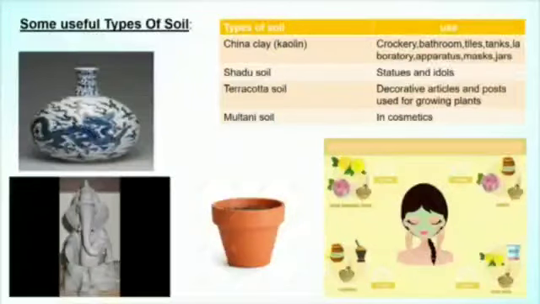Now let's know some useful types of soil. There are four types of soil: china clay, sadhu soil, terracotta soil, and multani soil. China clay is white in color. It is used to make crockery, bathroom tiles, tanks, apparatus, masks, jars, etc. Sadhu soil is whitish in color. It is used for making statues and idols. Terracotta soil is red in color. Decorative articles and pots used for growing plants are made from this soil. Whereas multani soil is used in cosmetics.